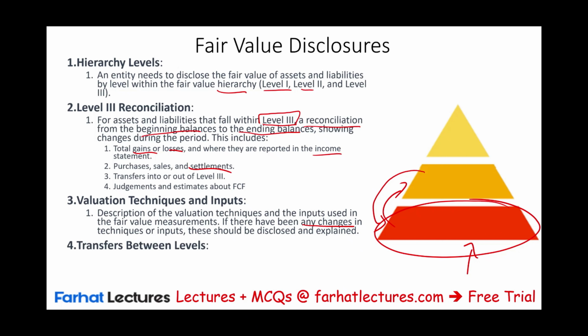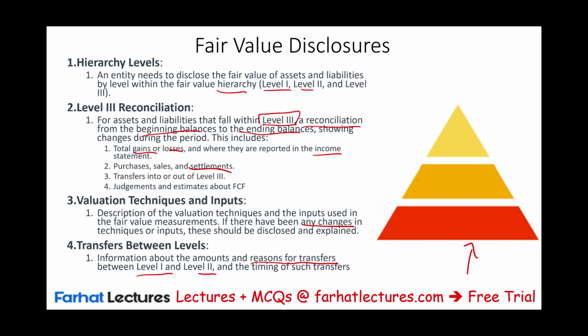And as I mentioned, any transfer between the various levels and the reason for the transfer. Information about the amount and reasons for transfer between level 1 and 2, and the timing of such transfer. Maybe we did not have observable quoted data.